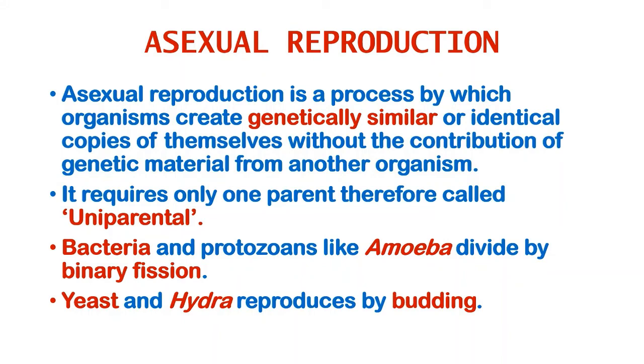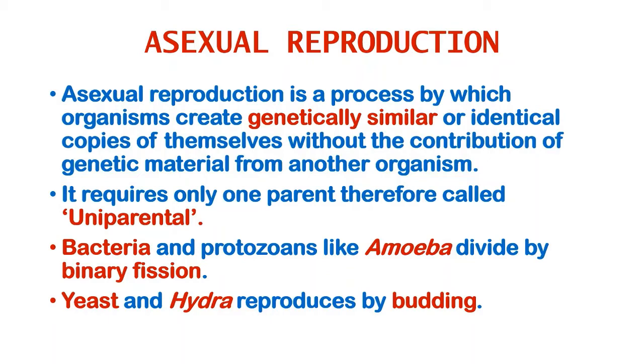In asexual reproduction, all the offsprings which are produced by the parent are similar to the parent and similar to each other. They are genetically similar, or we may call them identical copies of the parent organism. It requires only one parent, uniparental.